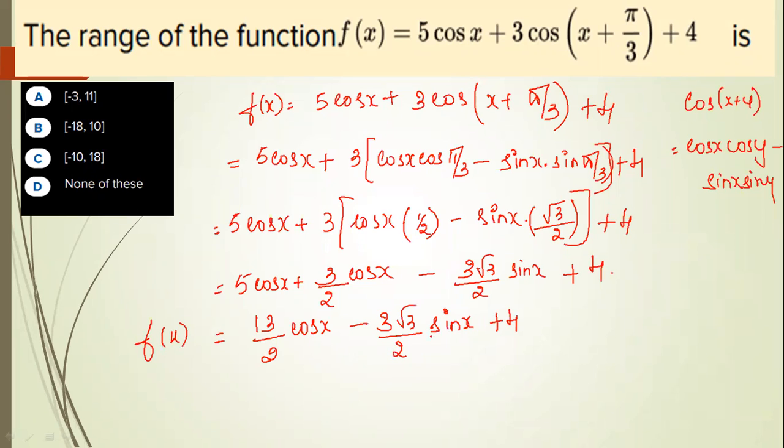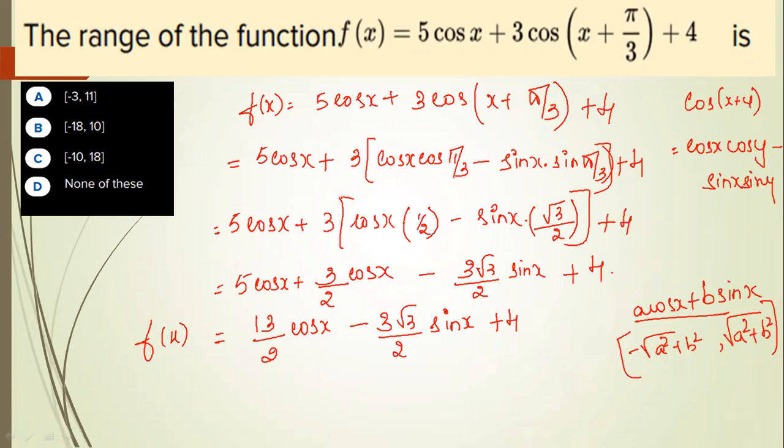So you have to find the range of this function. Now can you see something which we had noted earlier? If you have a function in the form a cos x plus b sin x, then the range will be minus square root of a square plus b square, comma, square root of a square plus b square. Here, can you see it in the same form, students?